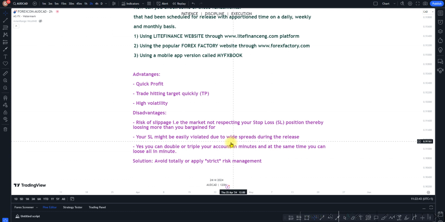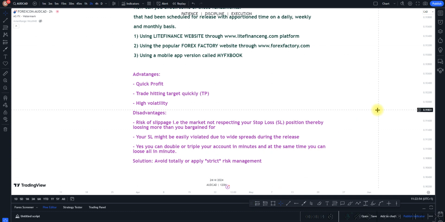Then the second one is your stop loss might be easily violated due to widened spread during the release. Sometimes the market will not even get to your stop loss price. But because of high spread, due to that high volatility, it is going to close you out. And then you'll be like, the market has not gotten to my stop loss price. Why am I out of this market? It is because of the high spread, because you're going to experience wider spread during some of these economic news releases. So that is another disadvantage of taking trades during those times.